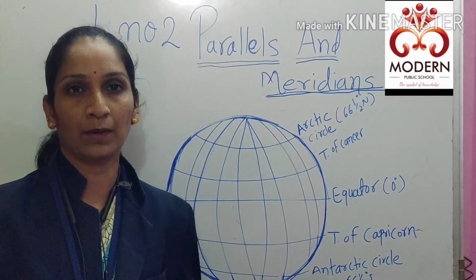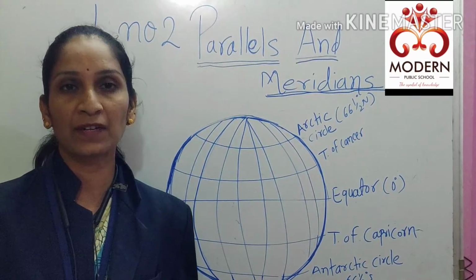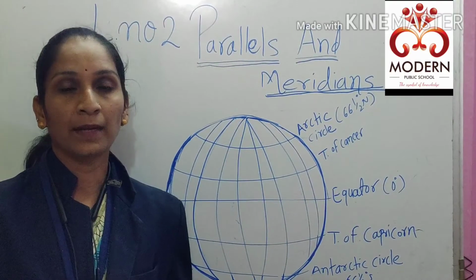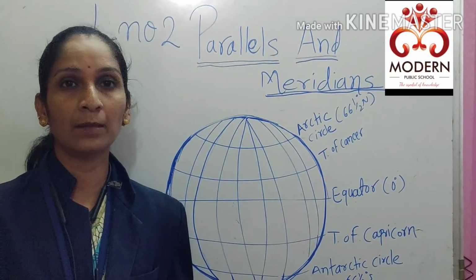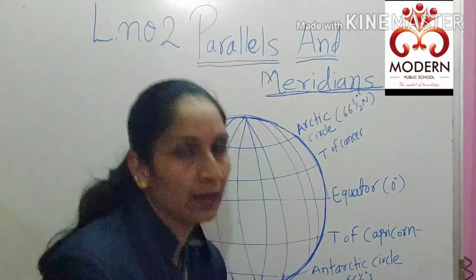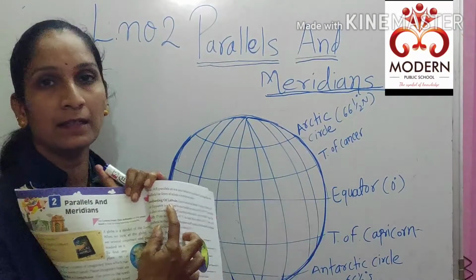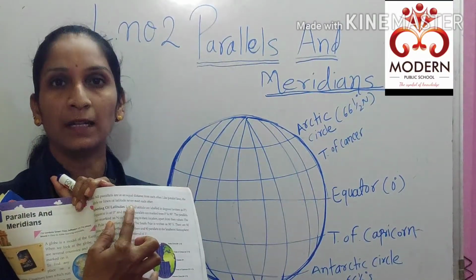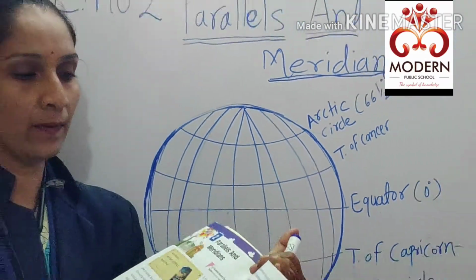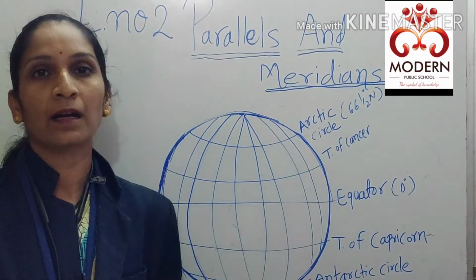Previously we discussed latitudes. All these latitudes are imaginary lines on the earth. Today we discuss the numbering of latitudes. Open your page number 229, where the date is mentioned. Our today's point is numbering of latitudes. How many latitudes are there on our earth?